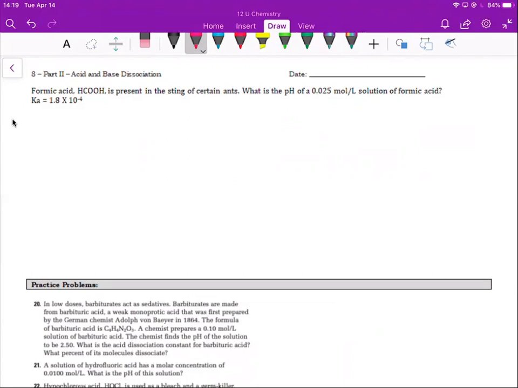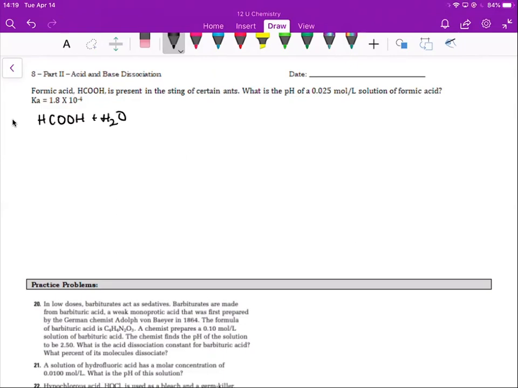It's asking, what is the pH of a 0.025 molar solution of formic acid? And they give you the Ka. Okay, so this is one of those questions where it looks like you don't have a lot, but you actually have everything that you need to answer this question. So let's first start by creating our ice table.